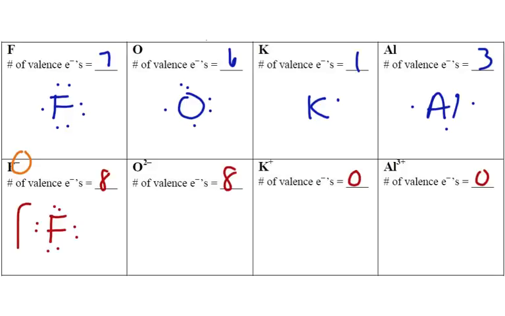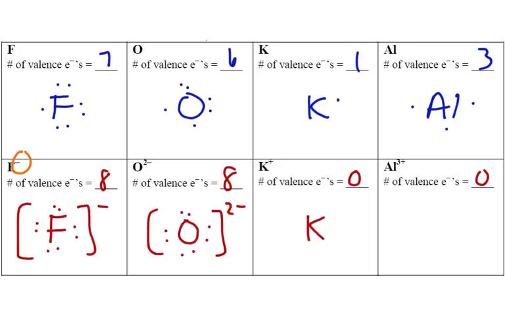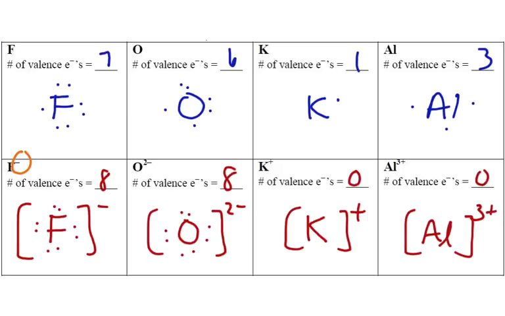So it has a nice octet. We put brackets and a charge, and we try to remember to always put those brackets and charge. Sometimes I like to do them early so I don't forget. Okay, 8 on that one. Okay, potassium, put brackets and a charge, and we can see that it has 0 valence electrons shown. We know that the next level down it has 8 electrons. And the same thing for aluminum. The 3 plus charge, no valence electrons are shown. We know the next level down there's 8.